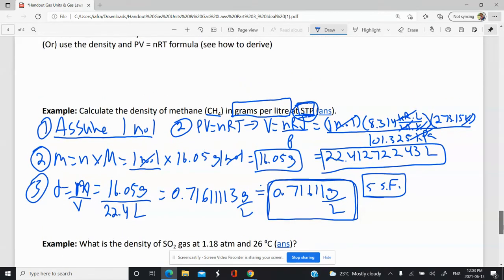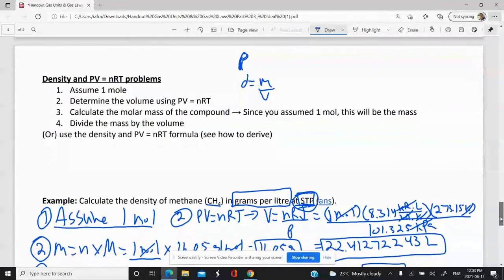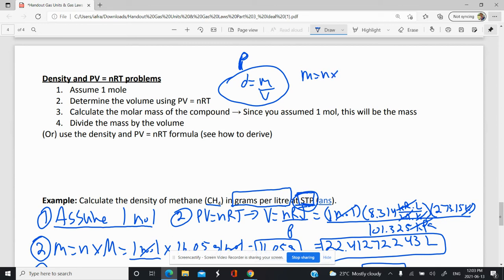So that was a longer way to do this. There is an easier way. You could actually find the formula for density. So you know that density is mass over volume. We know that. And that's part of what density should be. Mass over volume. Now, if you want to find mass, a little reminder is that your mass is equal to moles times molar mass.